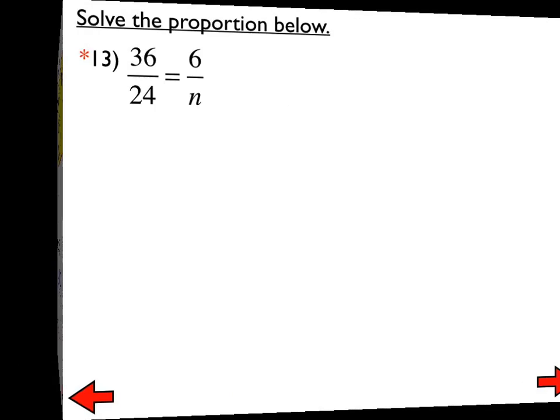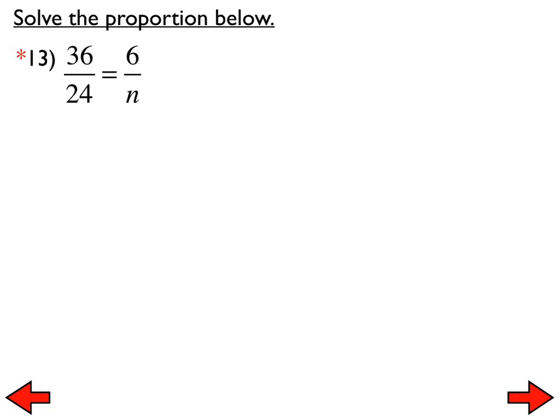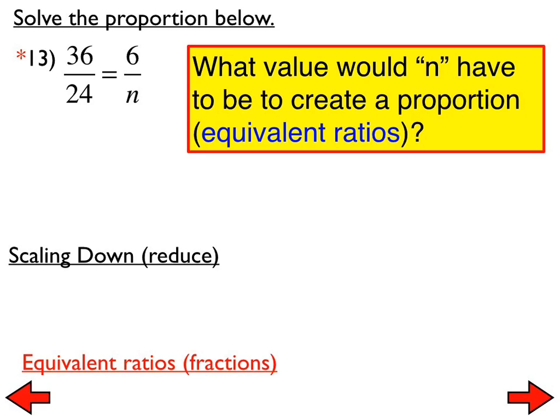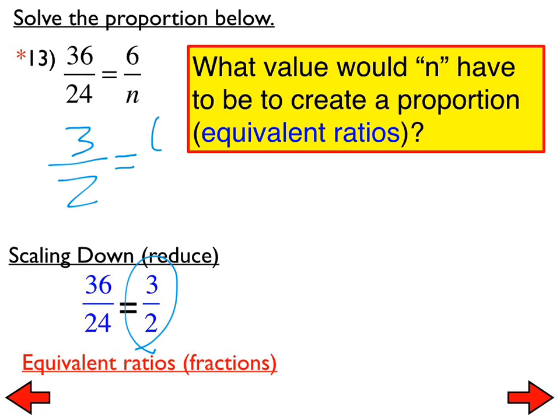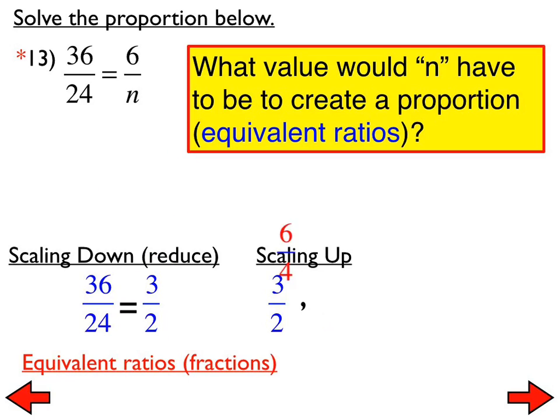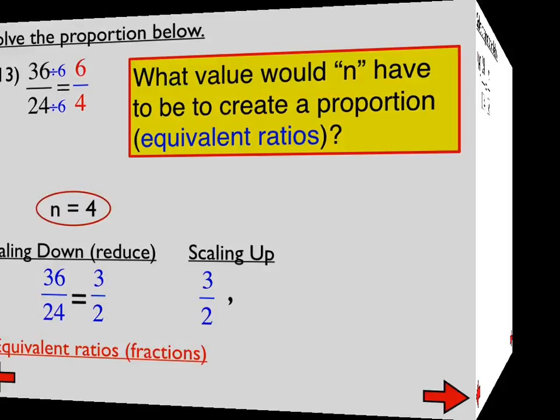Number 13 looks like this. Many of you saw that you could divide the top by 6, so you divided the bottom by 6. That's fine. But you could have also used the scale down method and used now 3 over 2 in place of 36 over 24 because they are equivalent to each other, and gone about it in that method. Regardless of that, we should see that we get n equals 4. Number 14.